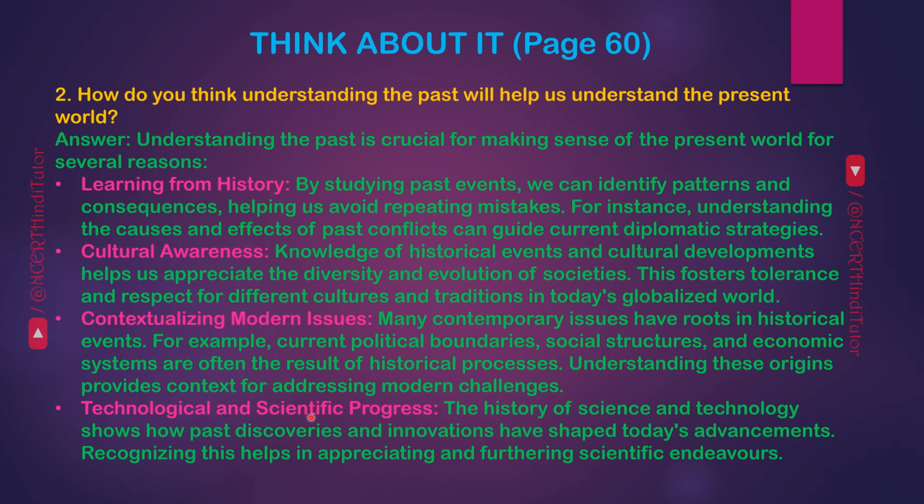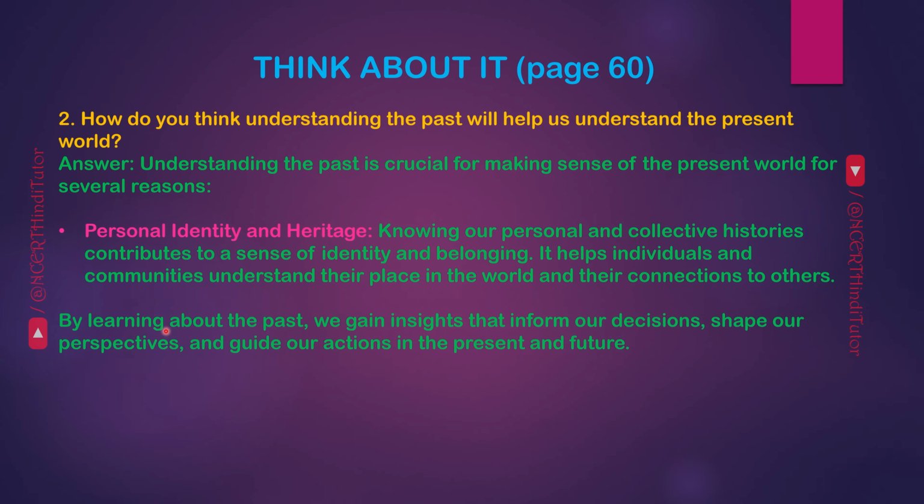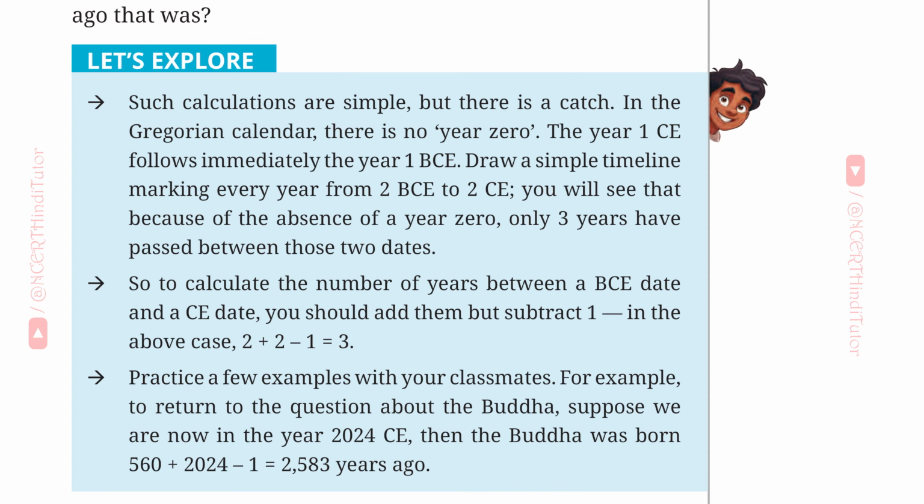Next, technological and scientific progress. The history of science and technology shows how past discoveries and innovations have shaped today's advancements. Recognizing this helps in appreciating and furthering scientific endeavors. Next, personal identity and heritage. Knowing our personal and collective histories contributes to a sense of identity and belonging. It helps individuals and communities understand their place in the world and their connections to others. By learning about the past, we gain insights that inform our decisions, shape our perspectives, and guide our actions in the present and future.